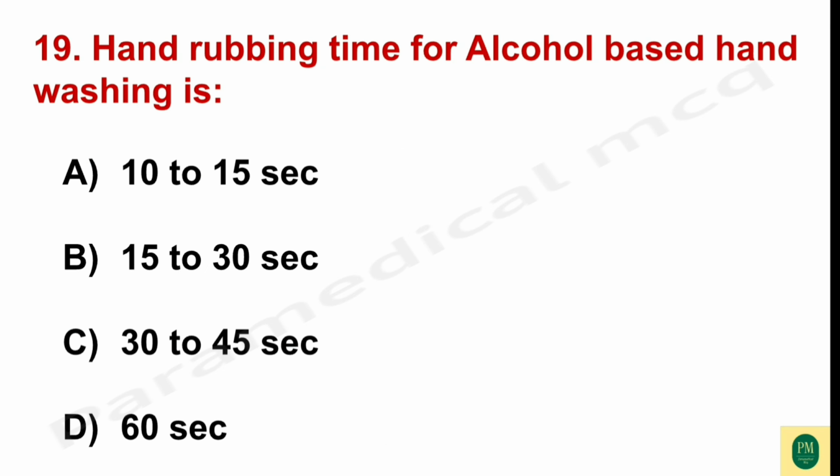Hand rubbing time for alcohol-based hand washing is: option A, 10 to 15 seconds; option B, 15 to 30 seconds; option C, 30 to 45 seconds; option D, 60 seconds. The correct option is option B, 15 to 30 seconds.